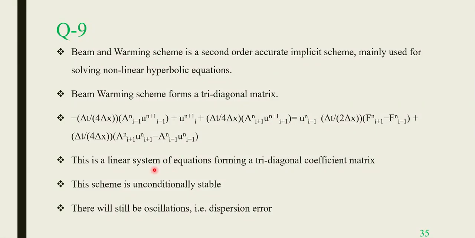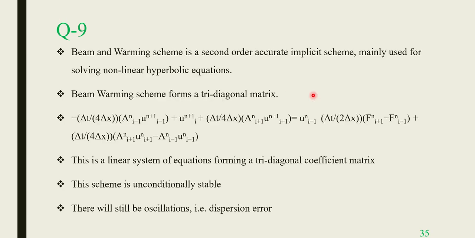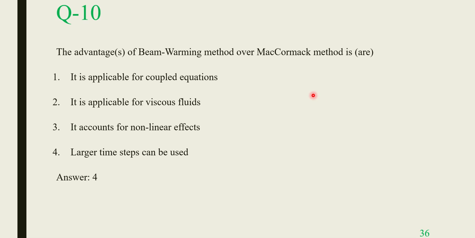This system is a linear system of equations forming a tridiagonal coefficient matrix, and the scheme is unconditionally stable, which we saw in the previous slides also. There will still be oscillations, that is, dispersion error will still be there when we are dealing with the beam warming scheme. So therefore the answer to this problem is that the beam warming scheme is implicit, second order accurate in time and second order in space, with unconditional stability. I hope this is clear. Question 9 is clear. Now we will move on to question 10.